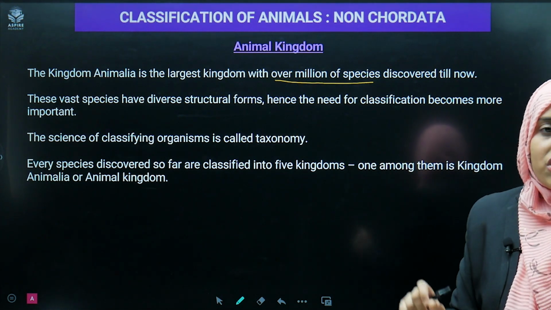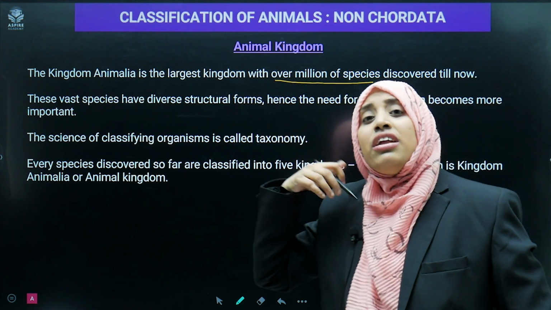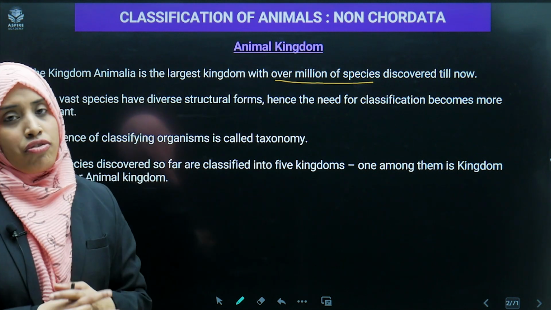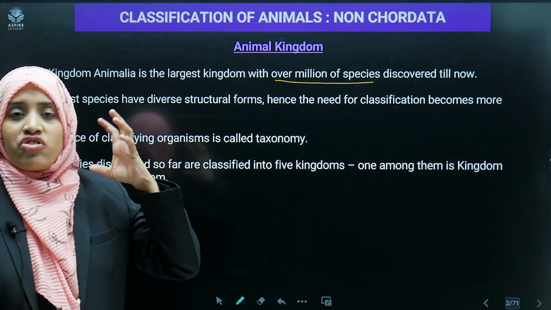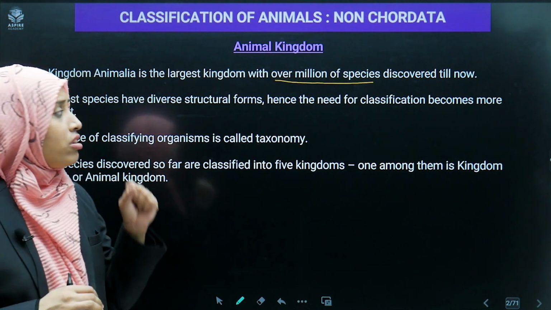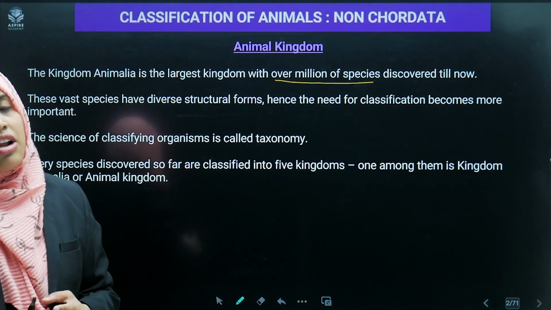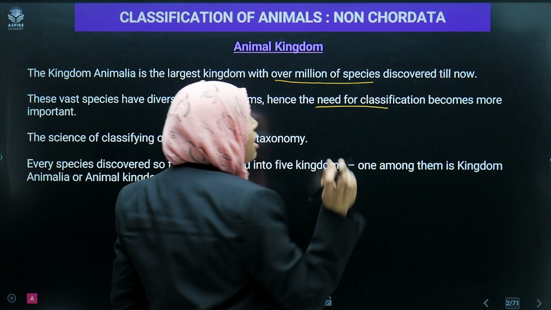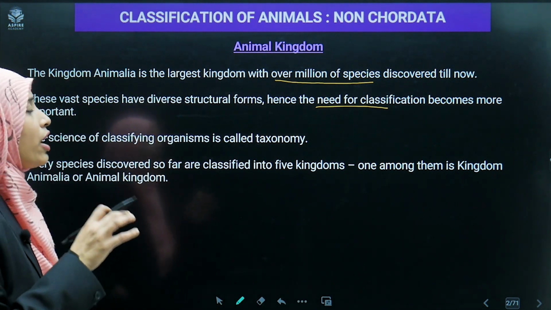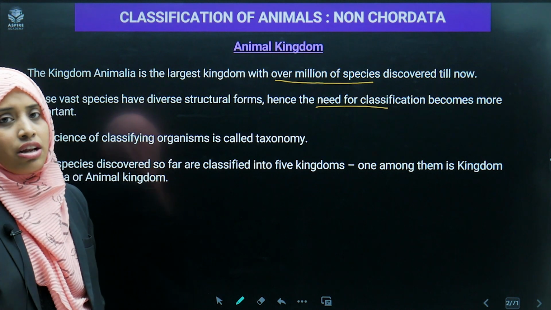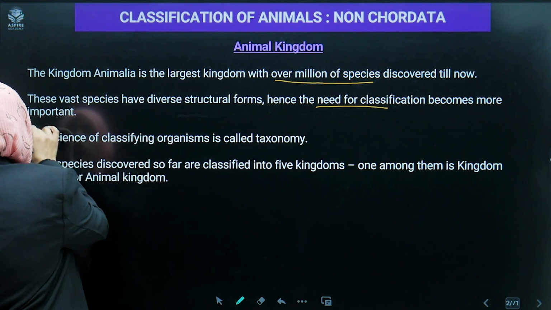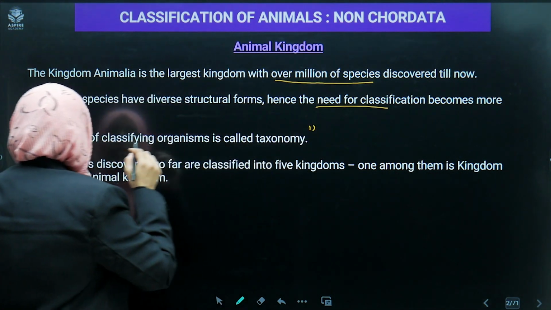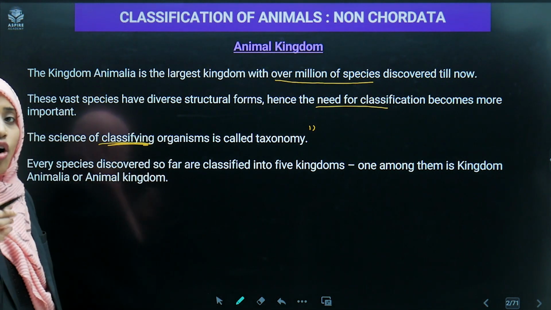जितने भी vast species है, as we know, millions and millions of species are there. They have different structural forms, the body structures, and the functions the body is performing. So different organisms have different structural and functional diversity. Hence the need of classification has become more and more important, so that we can study different animals and different organisms. The science of classifying organisms is known as taxonomy. What is taxonomy? The science of classifying the organism.